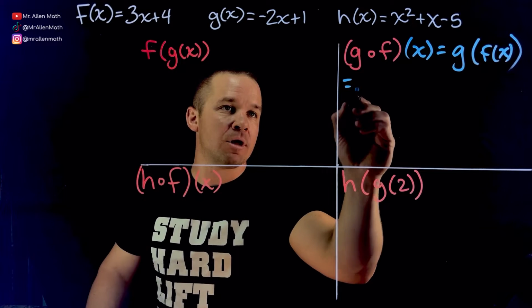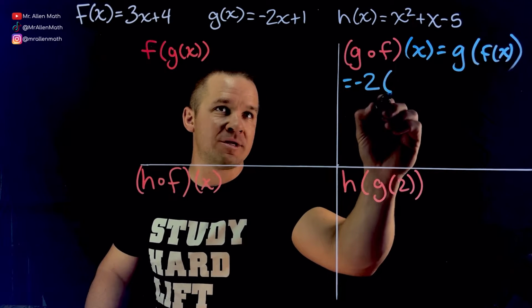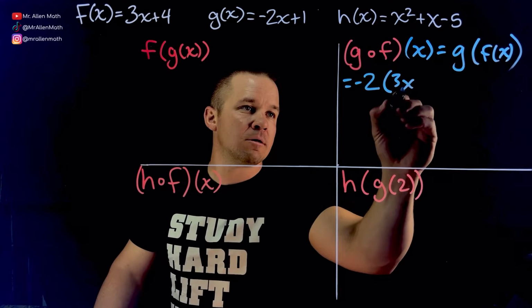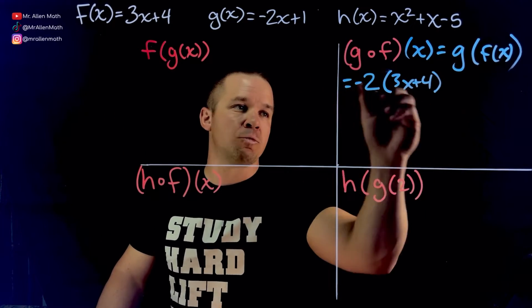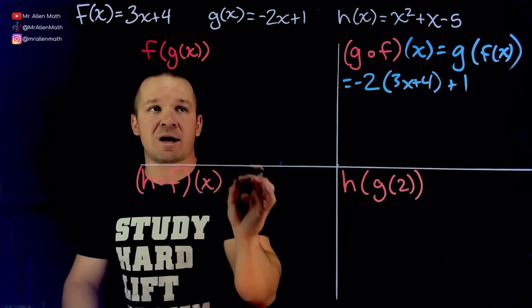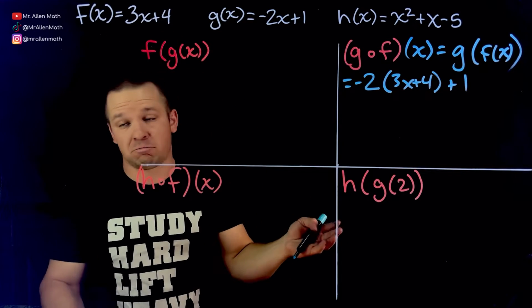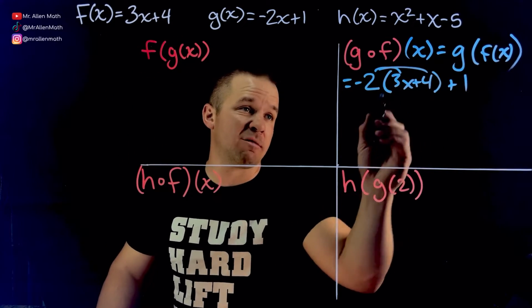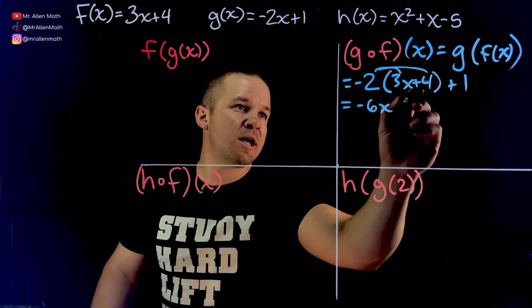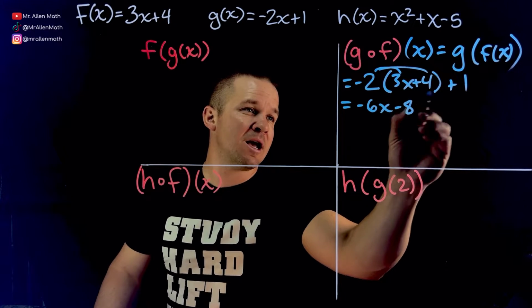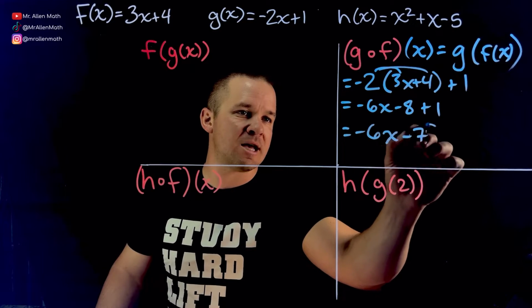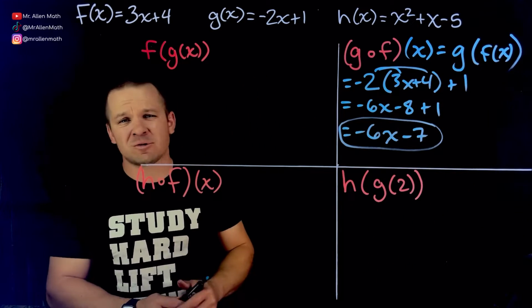All right, so we're going to have -2 parentheses, and in place of this x, I'm going to throw 3x plus 4. So 3x plus 4, and then we have the plus 1 is chilling right there. Okay, so I replace the x in g of x with my f of x function. Cool. Now I'm just going to distribute and do some algebra 1 stuff at this point. So I got -2 times 3 is -6x. -2 times 4 is -8. And then we have plus 1. Combine my like terms. -6x minus 7. First one done.